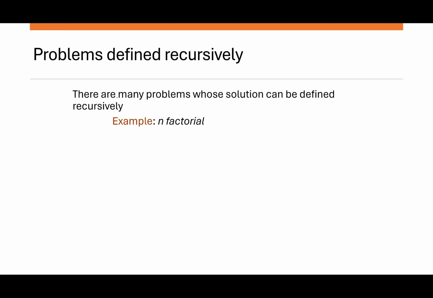Okay, so let's talk about an algorithm that can be solved recursively. So n factorial. I think all of you, since you're in computer science, or even if you're not, you know what n factorial is, right? So n factorial is n times (n minus 1) times (n minus 2), up to 1, right? This is the n factorial.